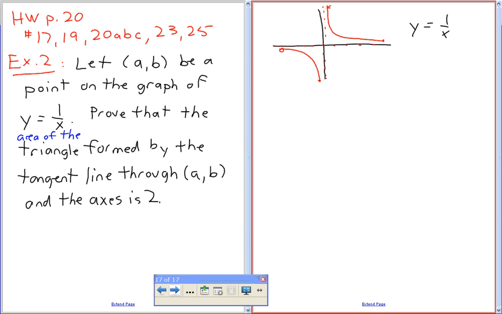You pick any point on that graph, no matter where it is. Let's call it here. And you draw a tangent. I'm saying that triangle is going to have an area of 2. Okay? Let's say I pick this point over here. I'm still saying that triangle is going to have an area of 2. No matter where I pick on there, it's going to have an area of 2. That's what I'm saying. We got to prove that.